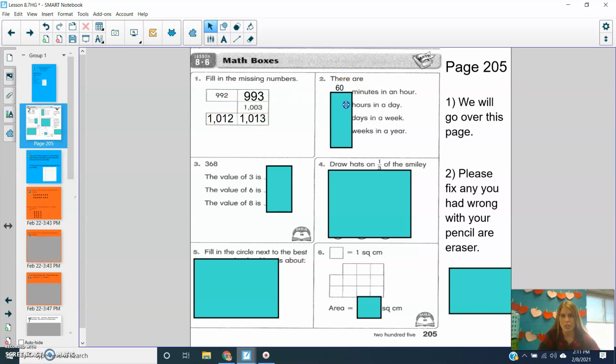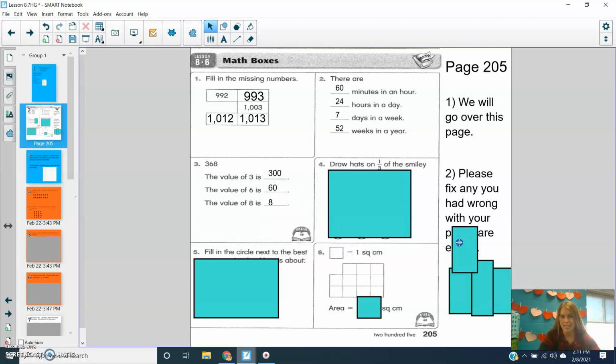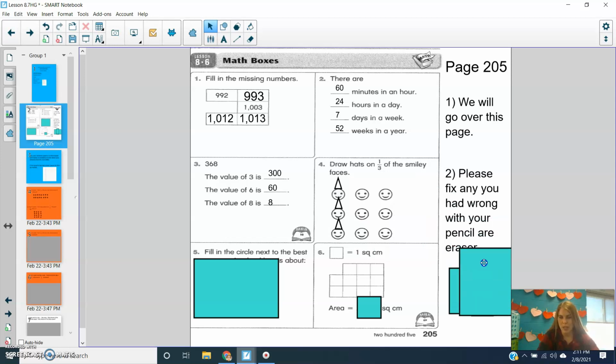For question number 2, there are 60 minutes in an hour, 24 hours in a day, 7 days in a week, and 52 weeks in a year. For question 3, the value of 3 is 300, the value of 6 is 60, and the value of 8 is 8. For question 4, draw hats on 1/3 of the smiley faces. Your hats maybe look different than mine, and that's okay. You also could have picked different smiley faces as long as you have 3 of them.